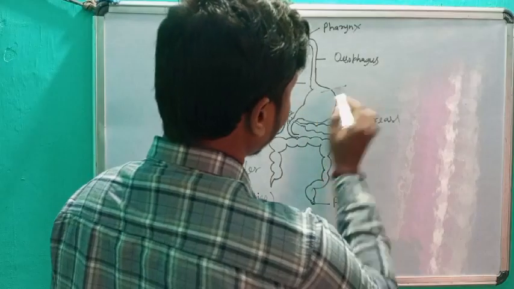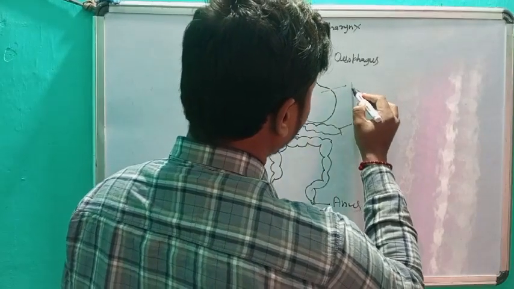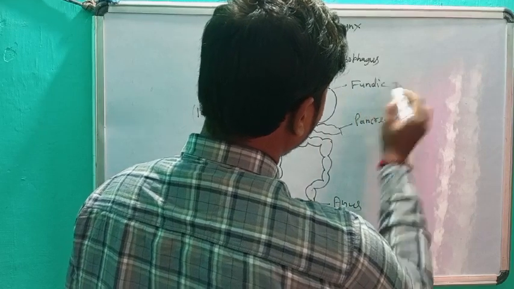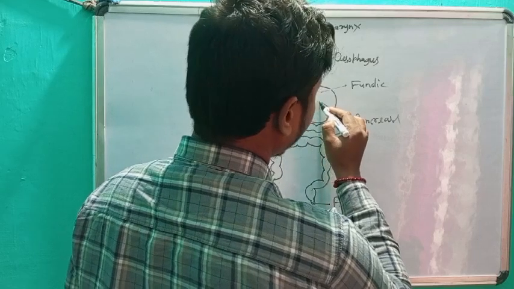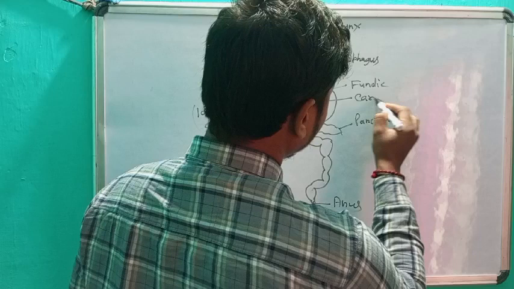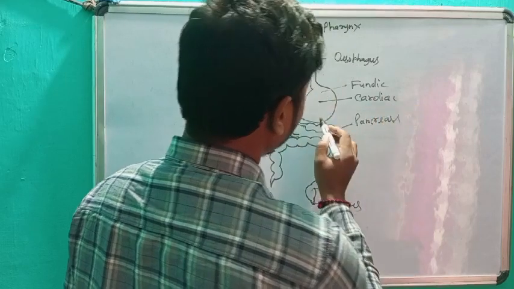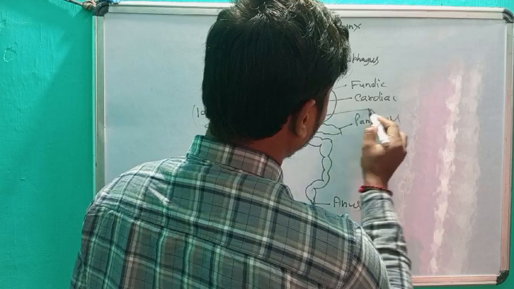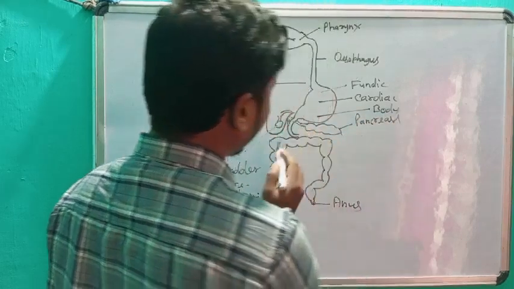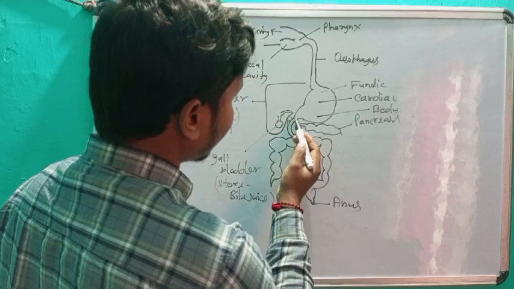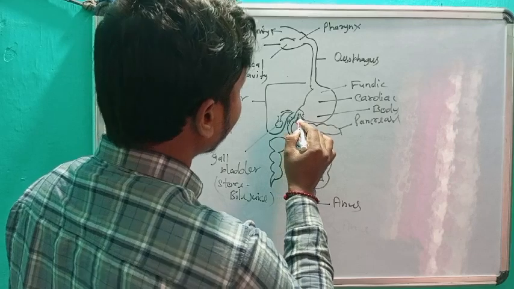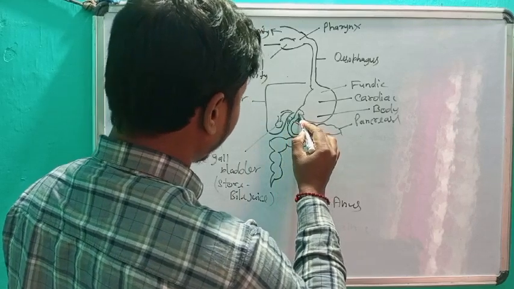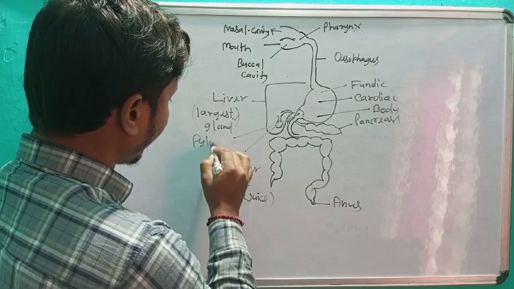The first part of the stomach is known as the fundic region. The middle portion, below the fundic, is the cardiac region. This portion is known as the body, and here the duodenum of the small intestine is located. This particular area is known as the pyloric region.